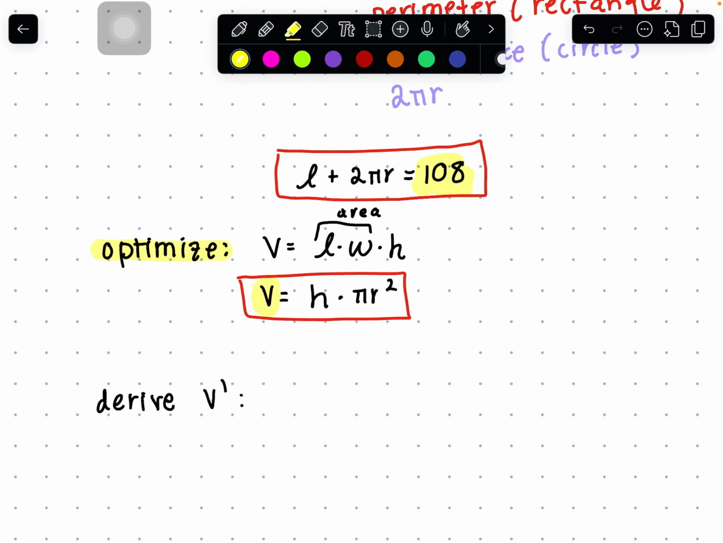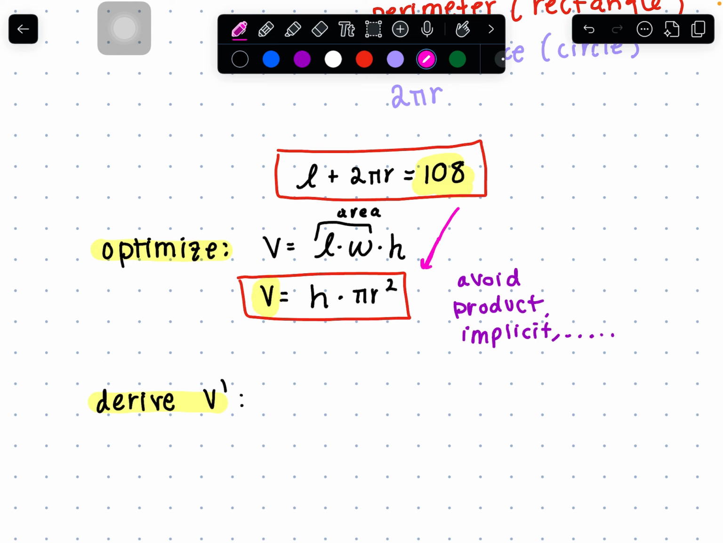But first, like I said, I want to avoid product rule or implicit differentiation. That's why we have the constraint. We're going to plug it into here.